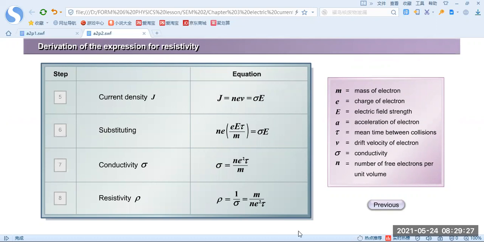So here is the derivation using the electric force equal to the drag force. Electric force eE equals ma. And we substitute in the current density, we substitute in the conductivity, and we get the final formula. The last two steps show the conductivity and the resistivity of the material in terms of the electric field.